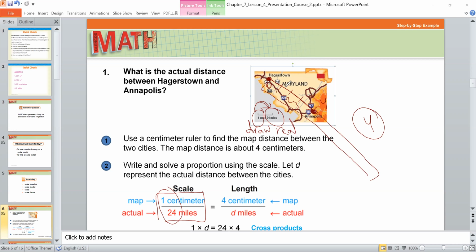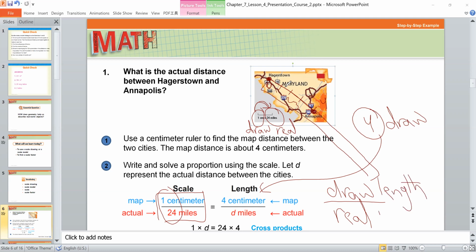Because this 4 is the drawing, we will put this 4 on the top. We put the drawing length over the real length. Okay, Ahmed? So 1 over 24, this over this equals 4 over D. 1 over 24 equals 4 over D.